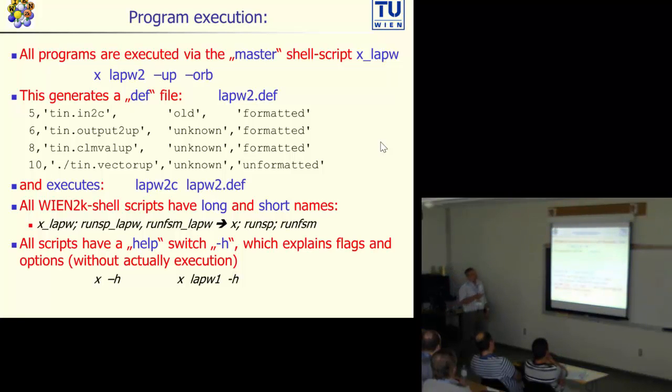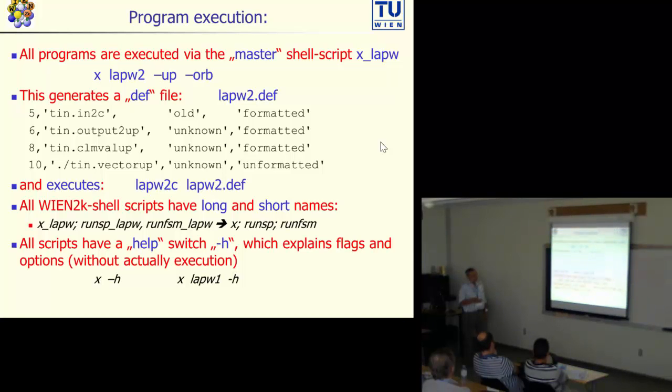Good. The programs are all executed in WIEN2k with a master shell script. It's called x_lapw, but we always use the shortcut of only using x, calling the program name and then some switches eventually, so this would mean spin up and with an orbital potential. This x script generates a definition file called lapw2.def, and in this def file there is a relation between a unit number, because Fortran reads from unit numbers, and the actual file name. It also says whether this input file must exist, otherwise the program will stop, or whether this file can exist or does not exist, it doesn't matter. And after it creates this definition file, which you can always look up later on, it executes the program with this definition file. So this is the way WIEN2k basically works.